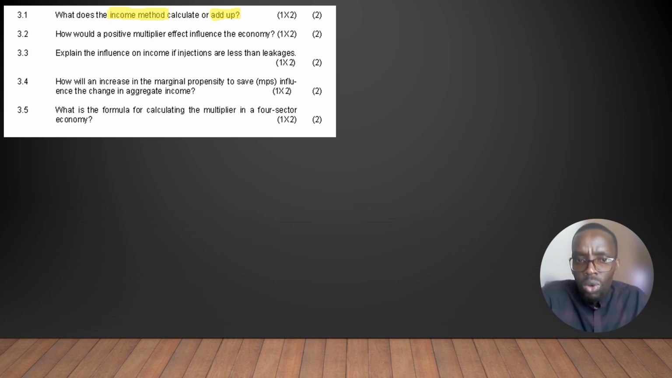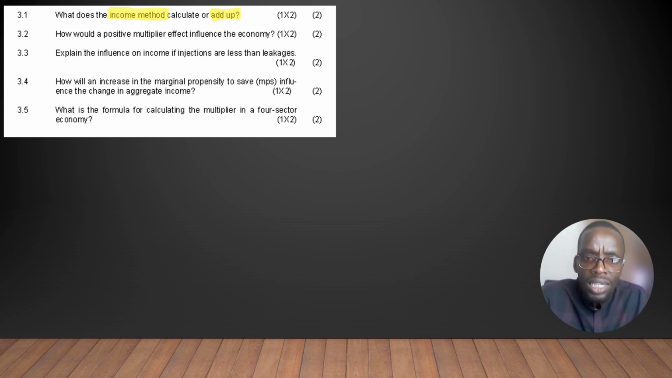You do recall that our income method looks at the income that has been received by households, the owners of factors of production. Is that correct? We generally have 4 factors of production. You would recall that we have land, labor, capital, and entrepreneurship, and all these are supposed to be affected when we are using our income method. So what does it calculate? In other words, the income method adds up all the money that was earned by households as a remuneration for the factors of production.